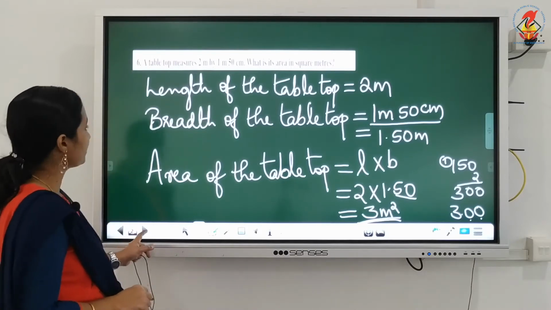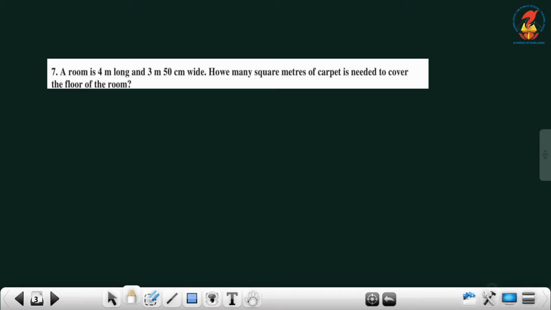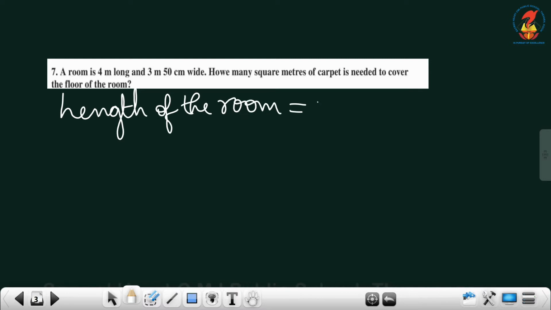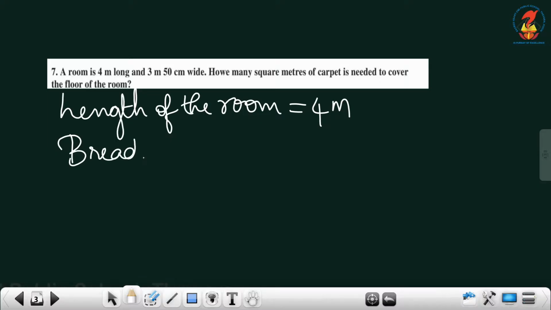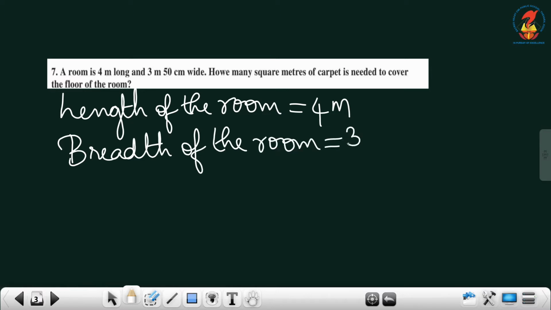Now move to the next question. A room is 4 meter long and 3 meter 50 centimeter wide. So what is given here? Length of the room is given. What is the length of the room? Length of the room is equal to 4 meter. Long means length. Now what is the breadth of the room? Breadth of the room is equal to 3 meter 50 centimeter.